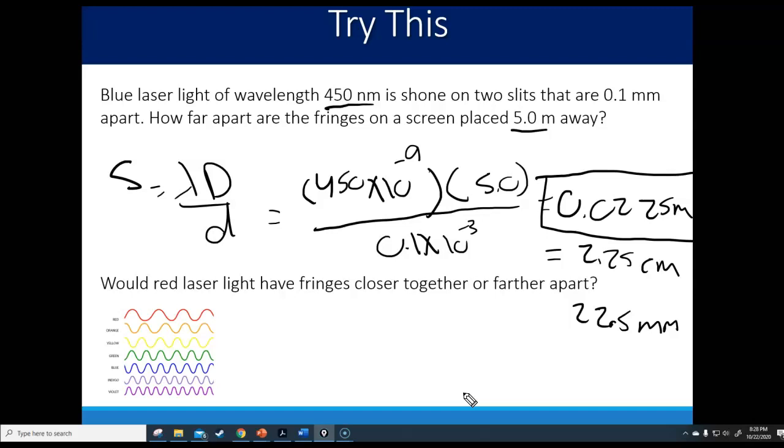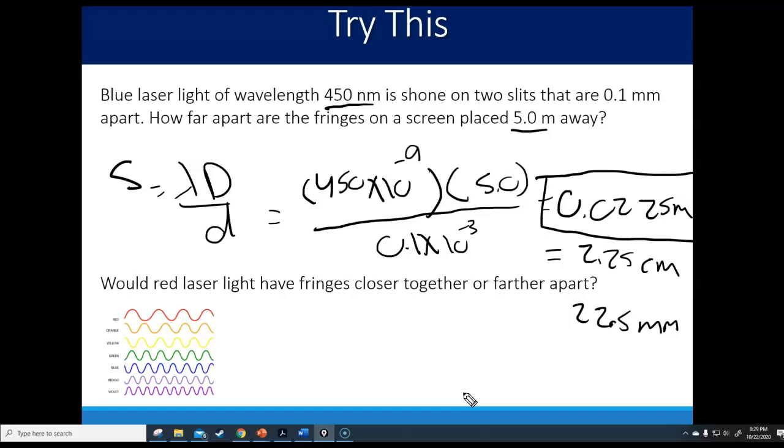Now take a look at the second question though, because this is a more interesting question that they ask sometimes. If you replace the blue light with red light, would the fringes be closer together or farther apart? Okay, so think about this. What's the difference between red light and blue light? And what does that mean, fringes closer together or farther apart? See if you can answer this question.